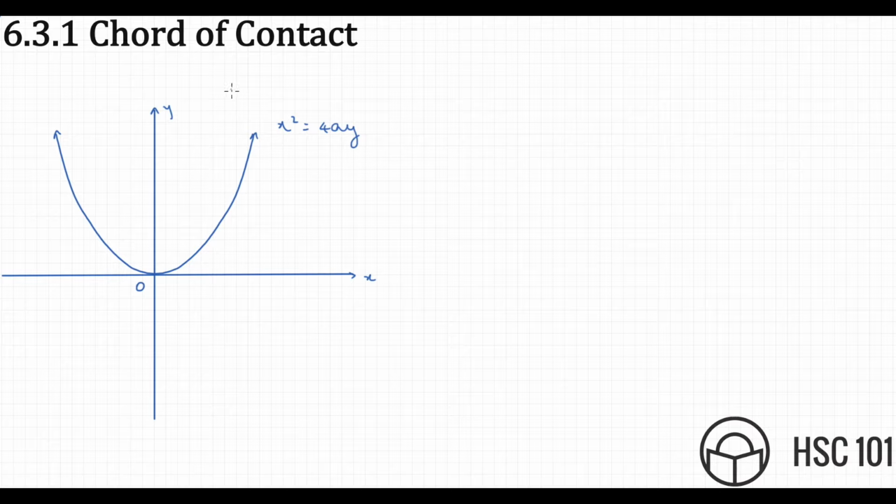So in this section, we're going to take a look at chord of contact. And before we get started, let's actually check out what a chord of contact actually is. So here we have a standard parabola given by x squared equals 4ay.